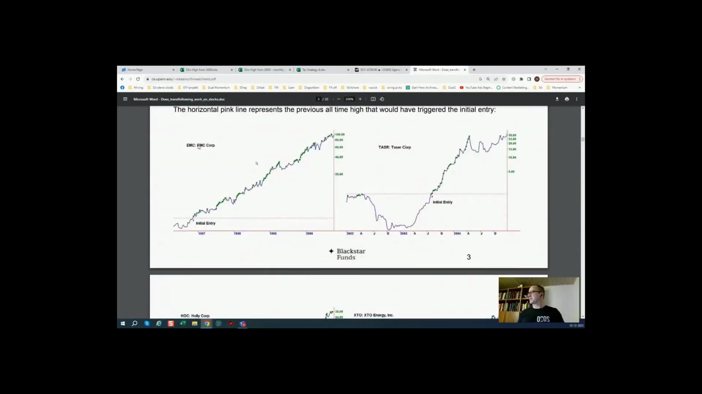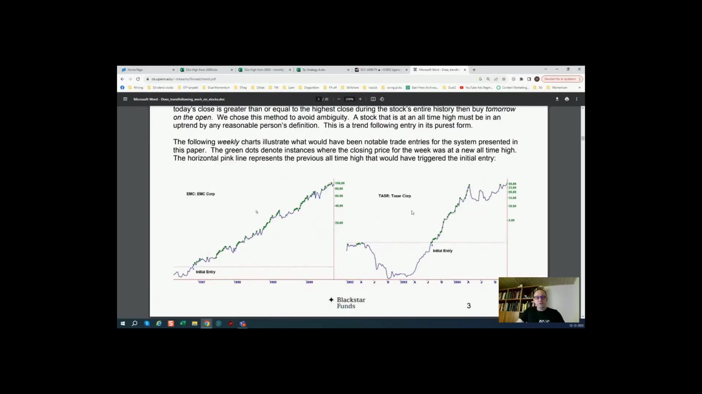You can see there's the EMC Corp here. You could have bought this here. That was the all-time high. It says here initial entry. If you hadn't had an entry here, you could have one here, or all the green dots is where this stock made an all-time high, and you could just have entered any place here.